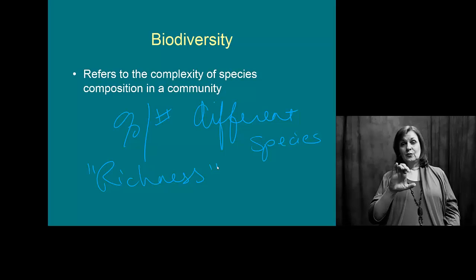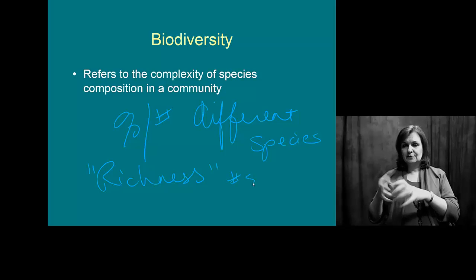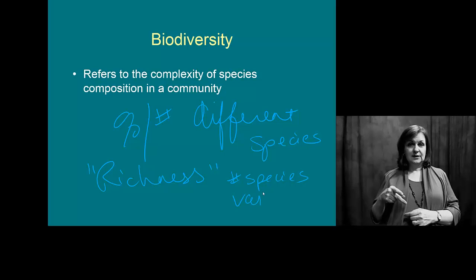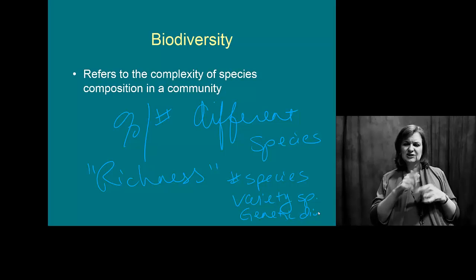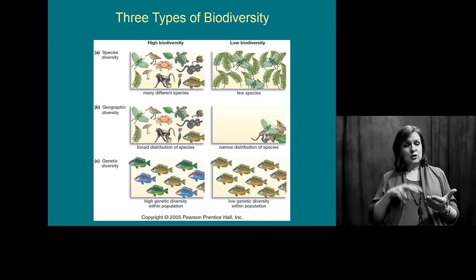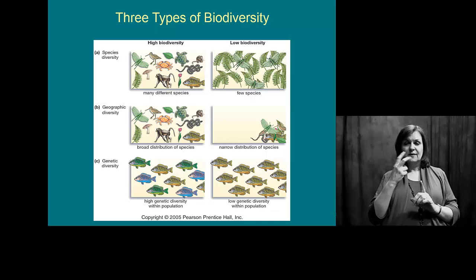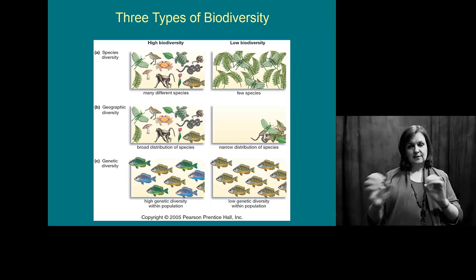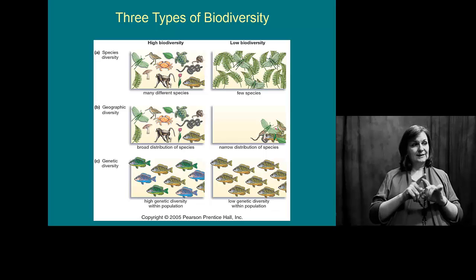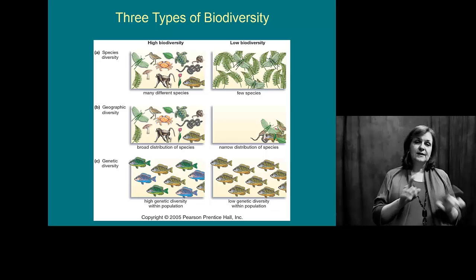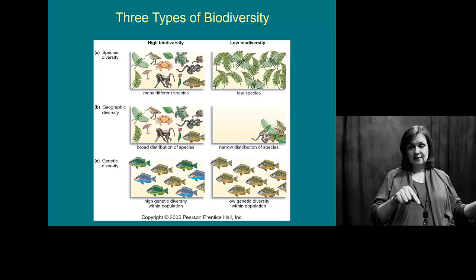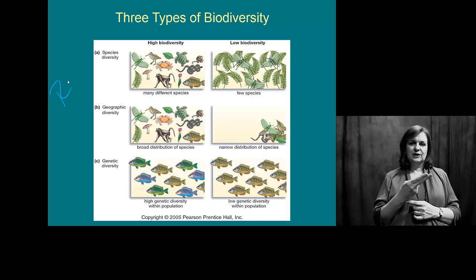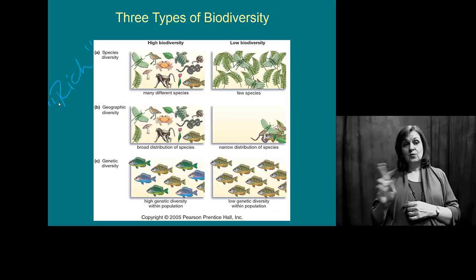Okay? When we look at species richness, we have to take into mind not only the number of species, but the variety of species, and actually, to a great extent, the genetic diversity of those species. Because what we look at is this interaction between different organisms. So on the left-hand side of your screen, you see a lot of examples of different species, a very broad distribution of species with high genetic diversity. So these would be very rich communities on the left-hand side.